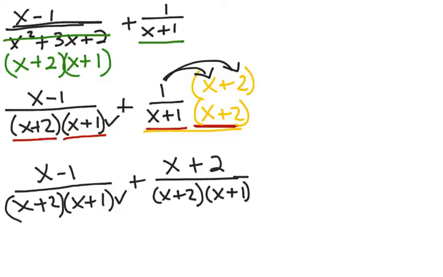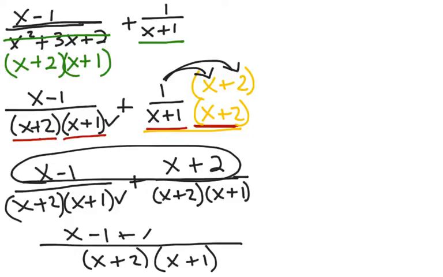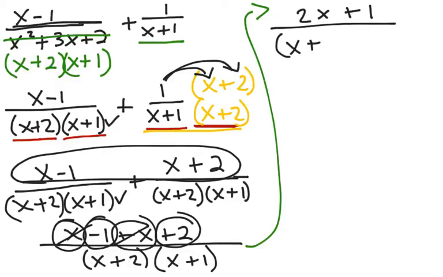Now since this problem is not subtraction, it's just addition, I'm going to bring down my common denominator. But I'm just going to write it one time, because now is the time that I combine my two numerators. X minus 1 plus x plus 2. Now, I am going to take this up here. X plus x gives me 2x. Negative 1 plus 2 gives me plus 1 over x plus 1 times x plus 2.